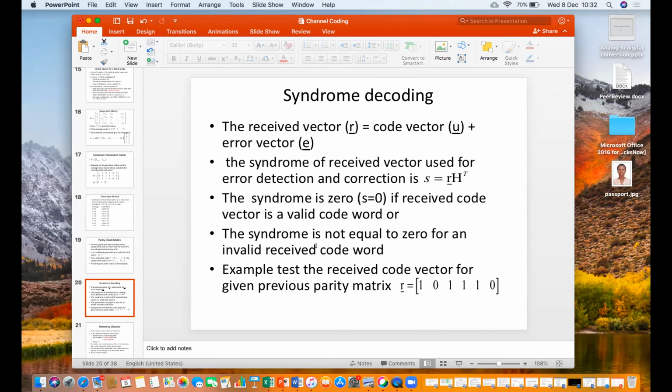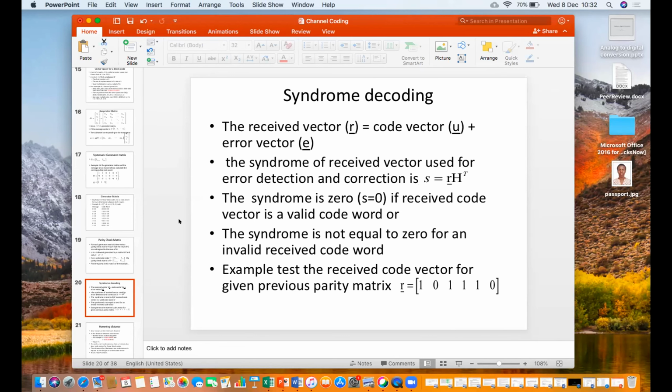So if it's an invalid code word, because remember, for instance, if we're looking at this, this must be the code words. So if you receive any code word which is not this, it means that you have received it in error. And therefore, if you received it in error, then you must attempt to remove the error.